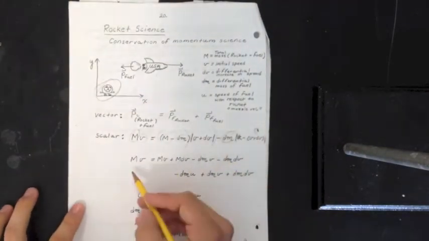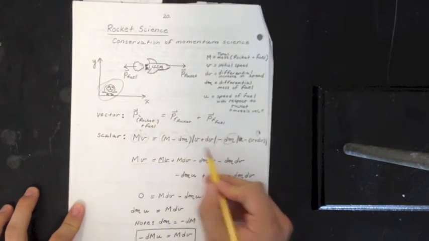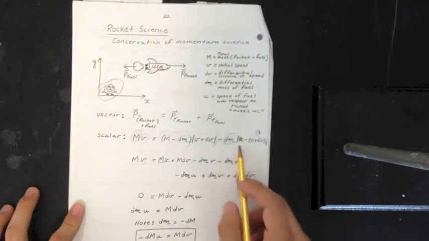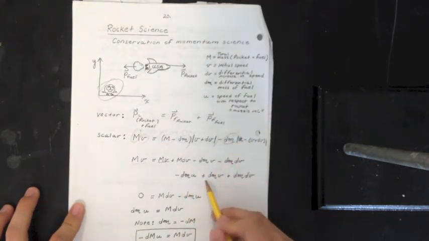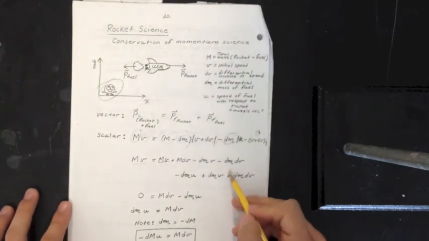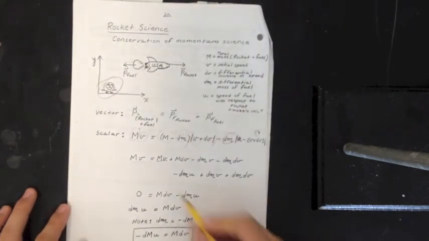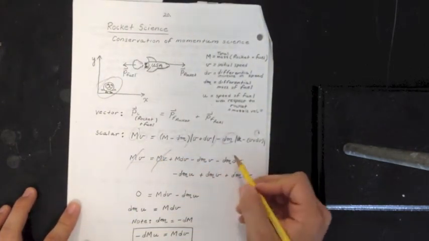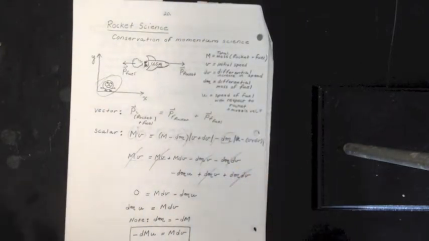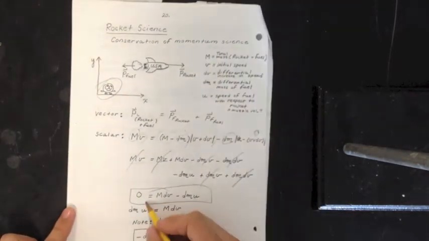So, simple foiling, Mv is equal to Mv plus Mdv minus dmv minus dmdv, and then this one is minus dmu times negative u, which is just plus dmu, and the same for this, which ends up being plus dmdv. You can cross out the Mv's, the dmv's, and the dmdv's because they all cancel with each other, and you're left with this lovely thing. Bring this over to the other side and you get this.